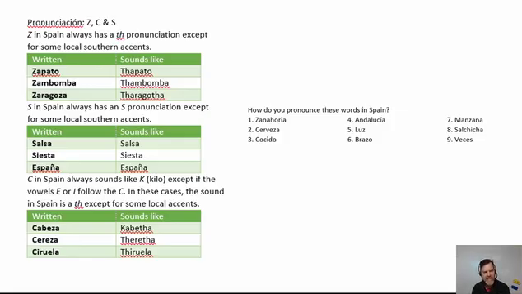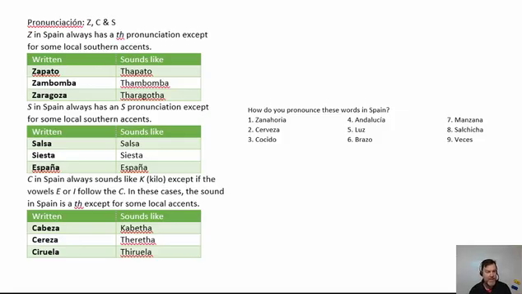And finally, the C in Spain has 2 different sounds, and it depends on what vowel follows it. For example, a C in Spain is always going to sound like a K, like in kilo, except if the vowels E or I follow the C. In these cases, the sound in Spain is a TH. In other Spanish-speaking countries, instead of a TH, it will be like an S sound.